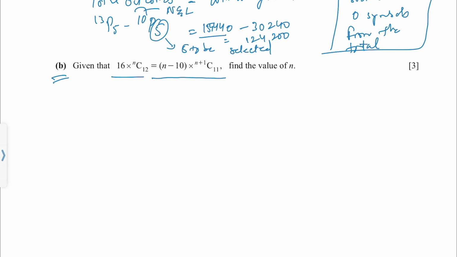Now, coming on to part B, it is given that 16 multiplied by nC12 is equal to (n minus 10) times (n plus 1)C11. Find the value of n. Now, let's simplify it a little bit to get an idea what it looks like.